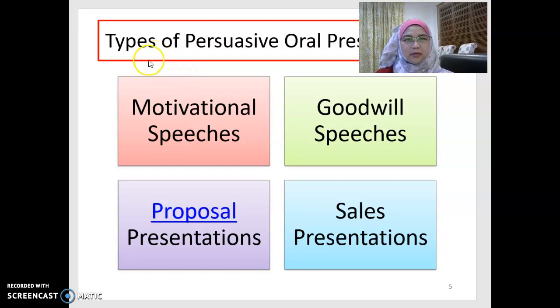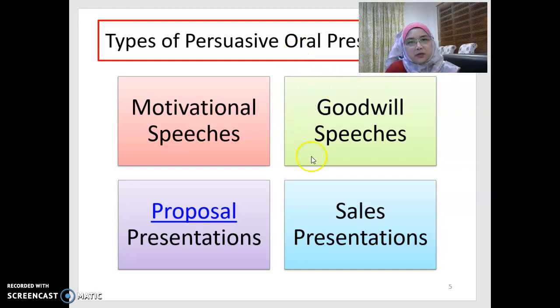So now we're talking about types of persuasive oral presentations. We have motivational speeches, goodwill speeches, proposal presentations, and sales presentations. So what are motivational speeches? I'm sure you know what they are. It's basically speeches that motivate or inspire you to do something, to believe in yourself, to believe in others. It's more like bringing the spirit up or your self-esteem. So that is one type of persuasive oral presentation.